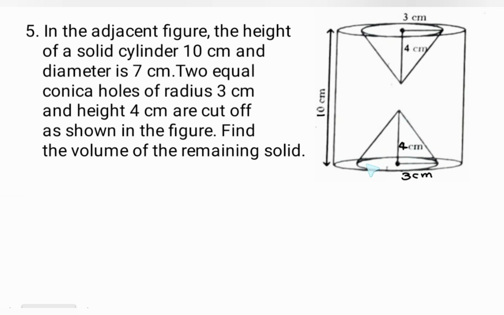Here one is a conical hole, and here is also a conical hole. Its radius is given as 3 centimeters, the height is 4 centimeters, and this one is also the same. The height of the cylinder is 10 centimeters and the diameter is 7 centimeters.